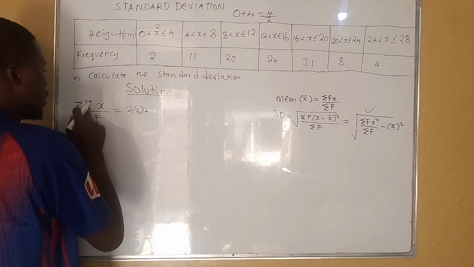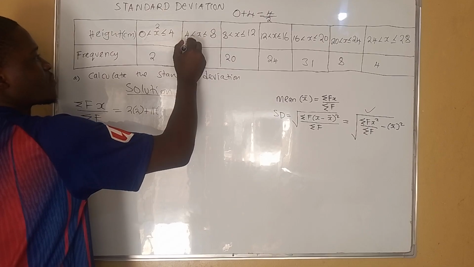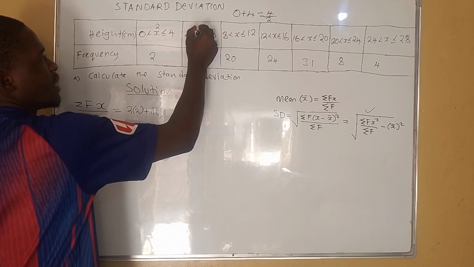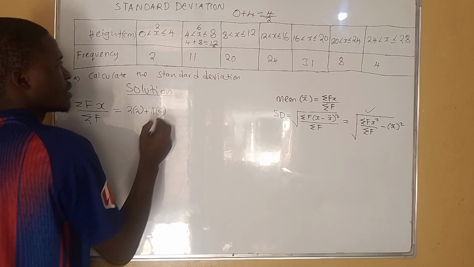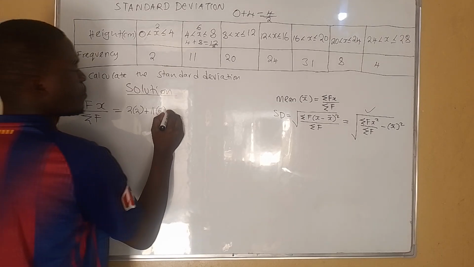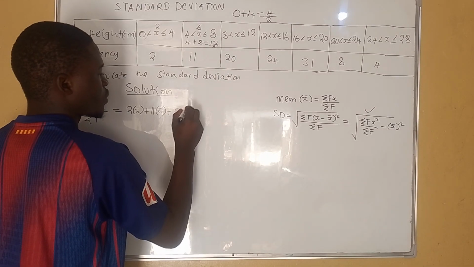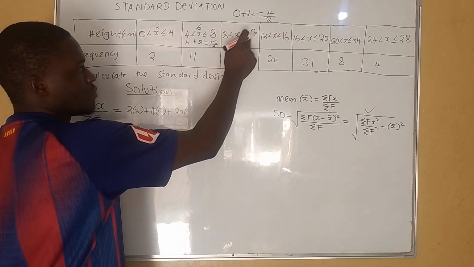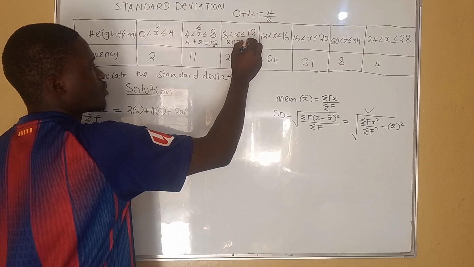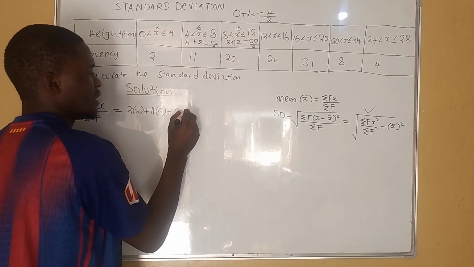So we have the frequency, which is 11. So 11 multiplied by x, which is 4 plus 8, answer 12, divided by 2, answer 6. So x is 6, and it is multiplied by 6. Hopefully this is okay. Plus f again. What is f in this column? It is 20, multiplied by x. If you add 8 plus 12, you are going to get 20. So 20 divided by 2, you are going to get 10. So the middle point there is 10.